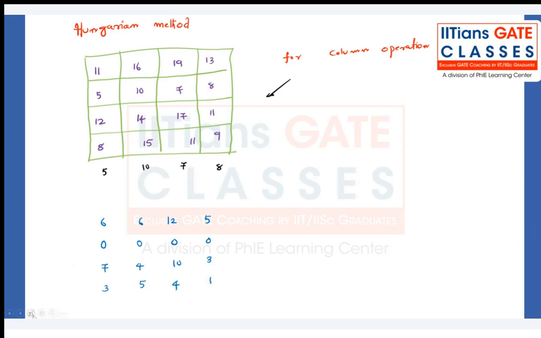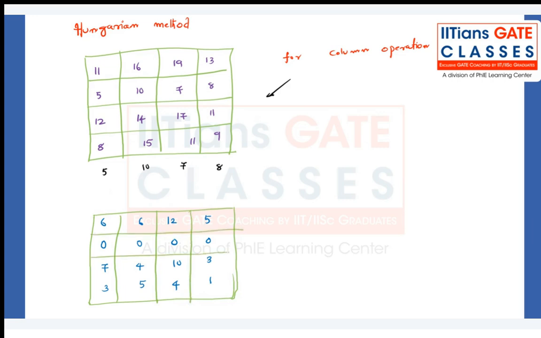Now we form a simple matrix again. After the column operation, we got this one. Let me draw this. Alright, guys, now go for the row operation. The next step is the row operation, that means find the minimum in all the rows.